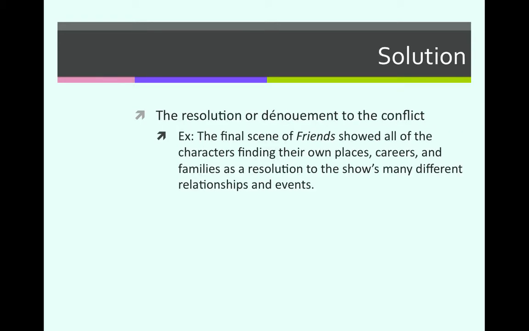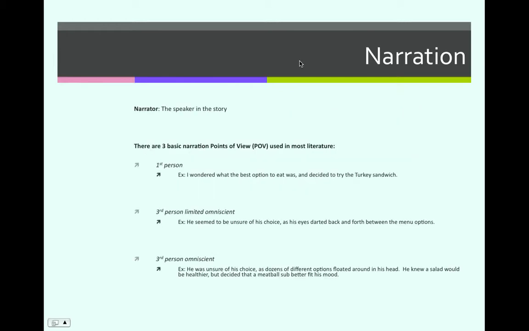The solution is often called the resolution or the denouement. This is when everything gets sort of wrapped up. This doesn't mean that everything necessarily gets wrapped up nice and neat, but it's when the story comes to a close and the conflict reaches some kind of resolution, whether that's satisfactory or not.